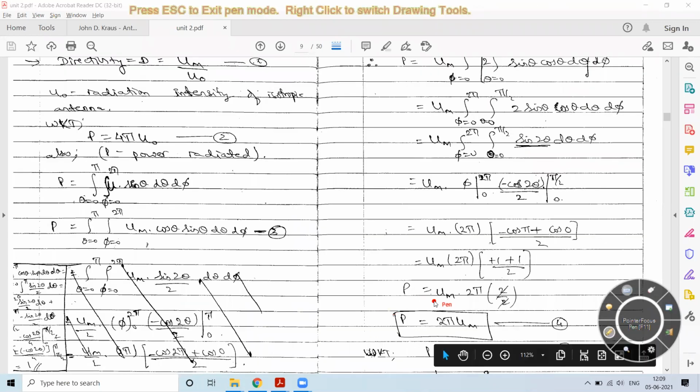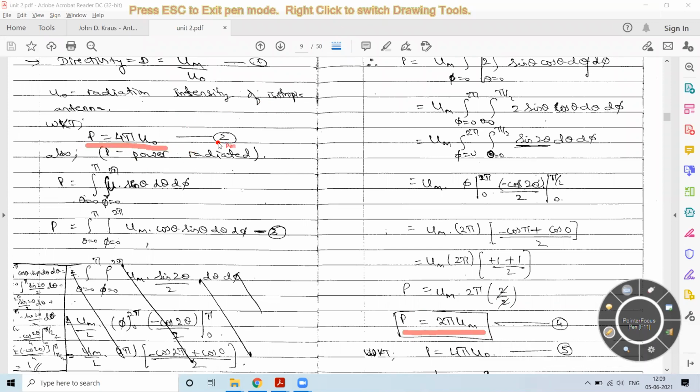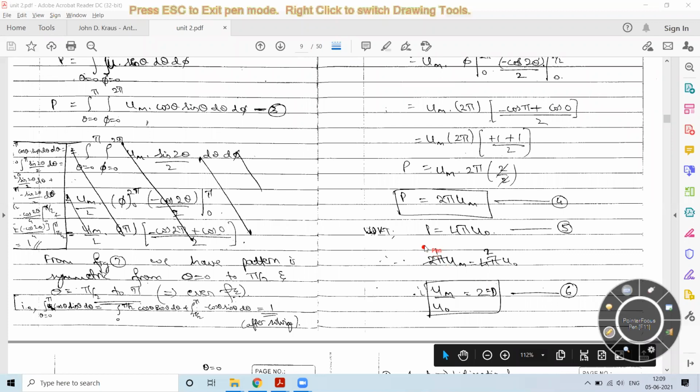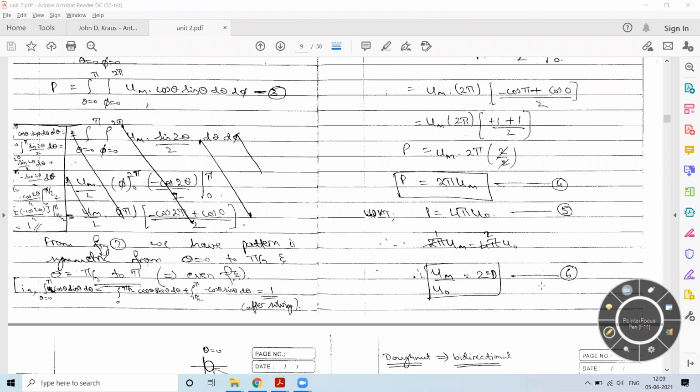When you solve this problem, you will end up with the total power radiated as 2 pi times u naught. So now we have the total power radiated by the bidirectional cosine pattern, and the power radiated by the isotropic antenna which you have considered. Now we equate equation 2 and equation 4. When we equate both, we have 2 pi times equal to 4 pi times u naught, which is due to the isotropic antenna. When we cancel the terms and arrange in terms of u by u naught, we have 2. So this is the directivity of the antenna with bidirectional cosine pattern.